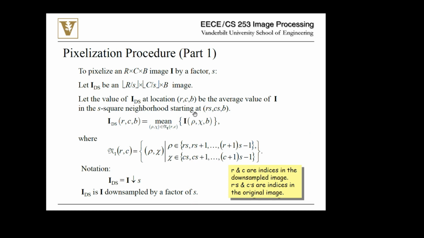And this is the set of all the coordinates where the row is RS, RS plus 1, and so on, up to RS plus S minus 1. This is a downsampling by a factor S. In our previous slide it was a downsampling by a factor delta. And the same for the columns.